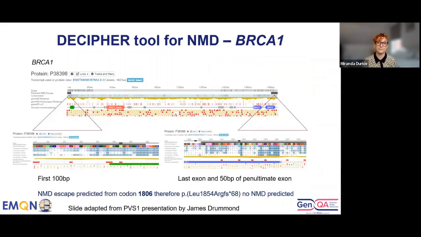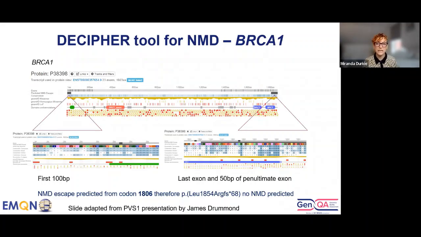Next slide, please. So there's a fantastic tool available on the Decipher website. It's an absolutely brilliant, really easy to use website. If you go to Decipher and then go to the protein tab and select your gene of interest. As we saw from the previous schematic, it's not quite as simple as variants in the last exon escaping NMD. Actually, nonsense variants or truncating variants in the first 100 base pairs, or the last exon plus the 50 base pairs of the penultimate exon can escape NMD.